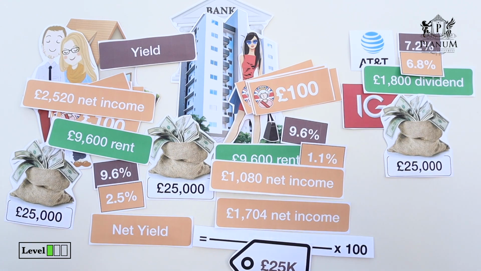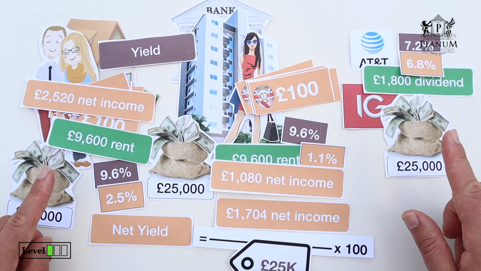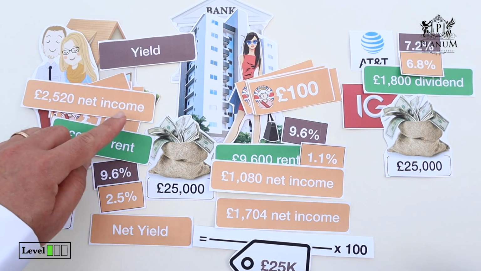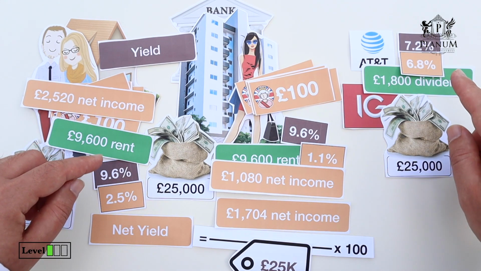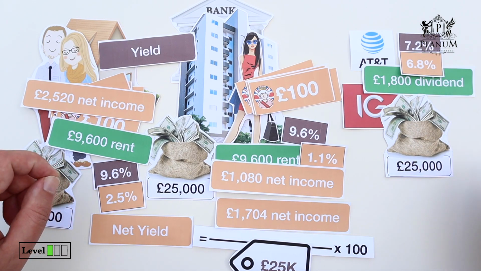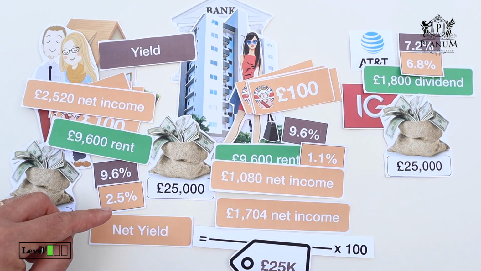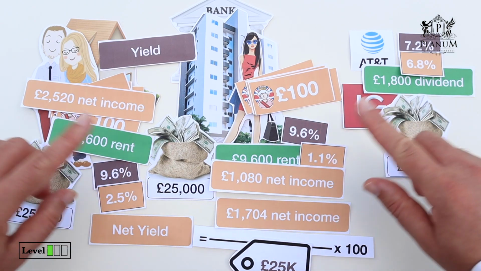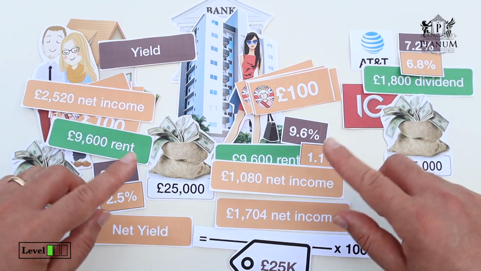Now you might think to yourself, something here is not right, because your single dwelling property was giving you the best net income. However, your stocks come out first when it comes to net yield percentage. So maybe net yield is not a good variable to be able to compare across different investment classes.